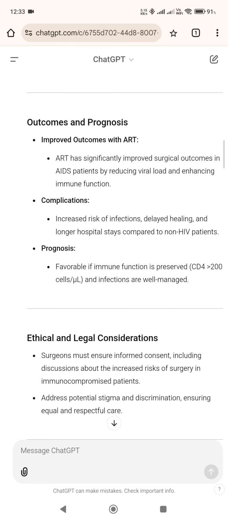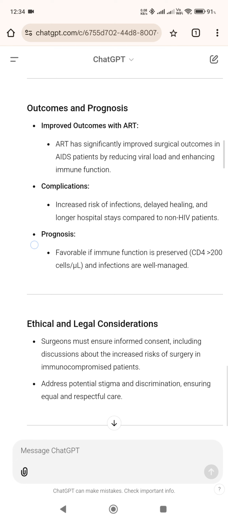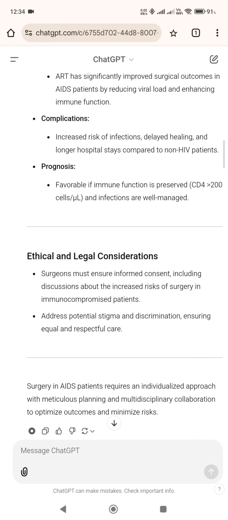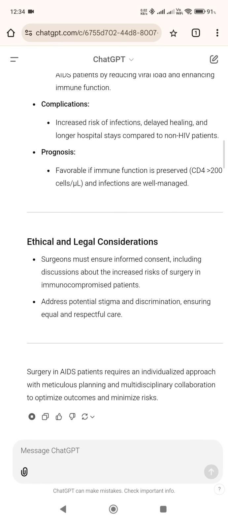Outcomes and prognosis. Improved outcomes with ART. ART has significantly improved surgical outcomes in AIDS patients by reducing viral load and enhancing immune function. Complications. Increased risk of infections, delayed healing, and longer hospital stays compared to non-HIV patients. Prognosis. Favorable if immune function is preserved, CD4 above 200 cells per milliliter, and infections are well managed.